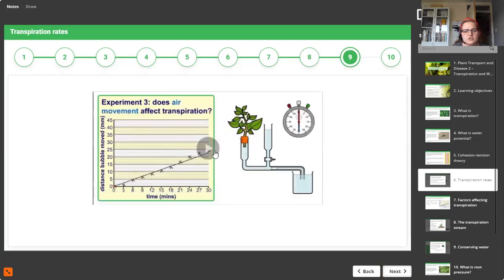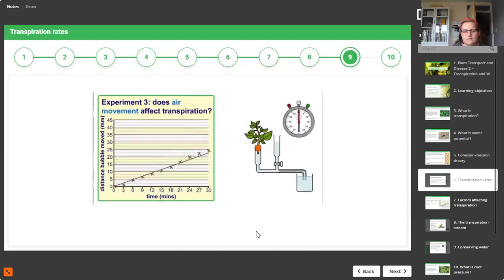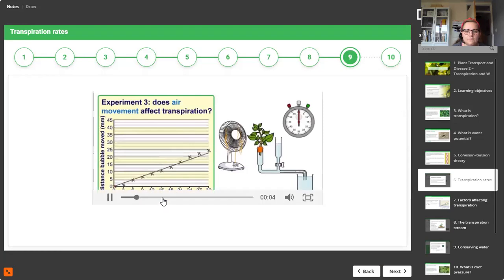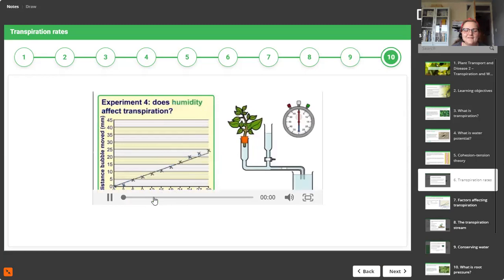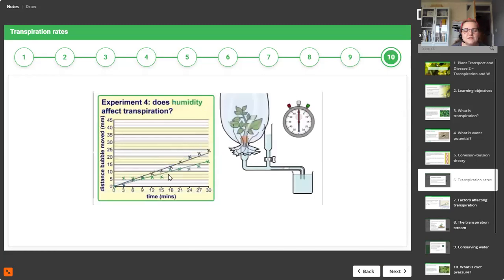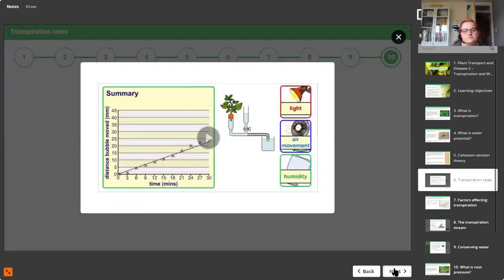And then finally, does air movement affect transpiration? I say finally, it might be another one after this. So we've got air movement going, and then we can mark these on. And actually, these are fairly similar. There's a slight difference, but they're not too dissimilar to each other. Oh, and humidity. If you look at humidity, speed this up a bit, and we do have a difference due to humidity, but that is lower than our control.